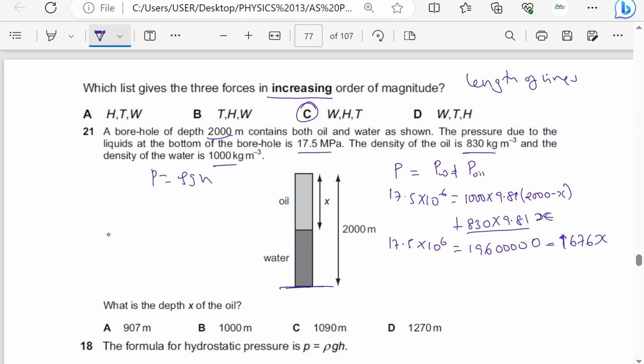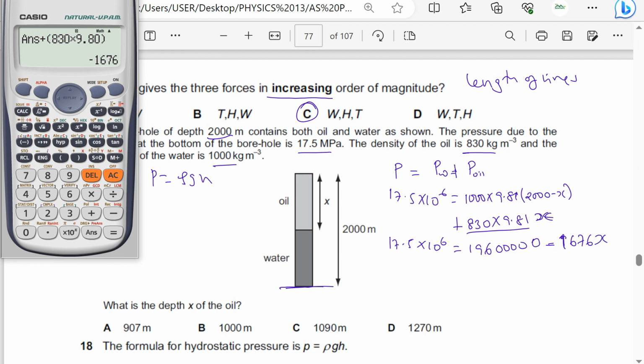Okay, so now I just solve this. I take this to the other side, so I'll say 17.5 times 10 to the power 6 minus 196,000, that is 5 zeros. Then I'll divide this by negative 1676. So I am getting 1252.